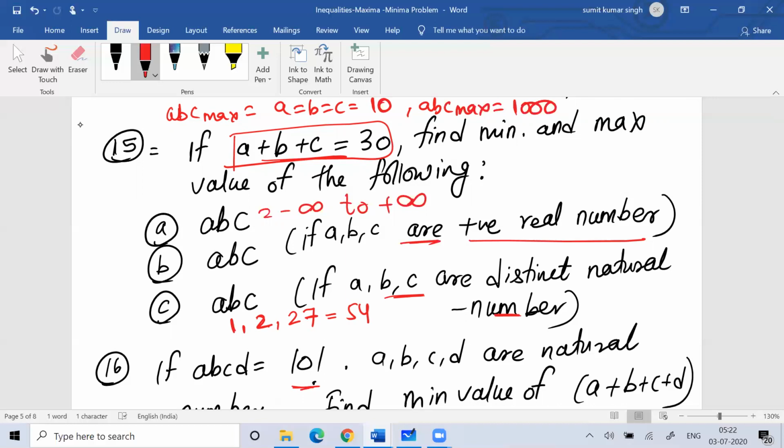If I want the maximum product, I'll try to take values close to 10, but I cannot take 10, 10, 10, because they should be distinct. So I can write 8, 9 and 10, sorry, that is not happening. So I can take 9, 10 and 11. That way I'll get 990. 990 would be the maximum product of that.